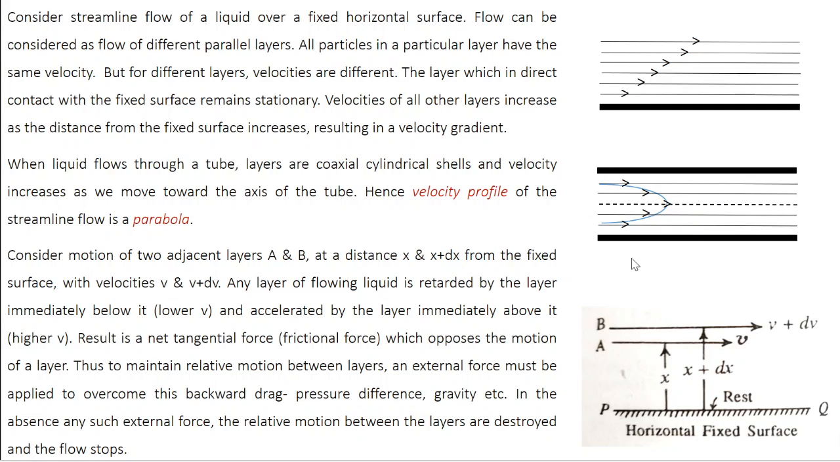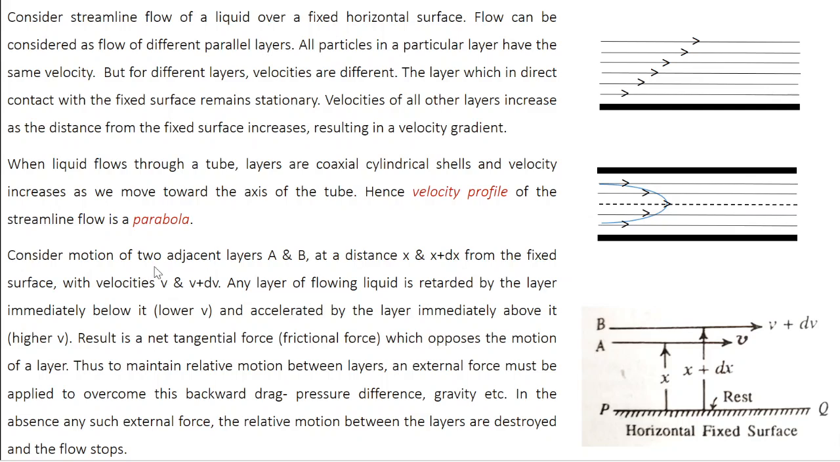When you take the two-dimensional view of a tube, you can see you have two fixed surfaces, the bottom surface and the top surface. As you move away from the surface, the velocity is going to increase, indicated by the position of the arrow mark, and expectedly the velocity is the highest at the axis of the tube, because this is at the farthest point from these two surfaces. If you look at the positions of all these arrow marks, you can see this corresponds to a parabola. In other words, the velocity profile of the streamline flow is a parabola.